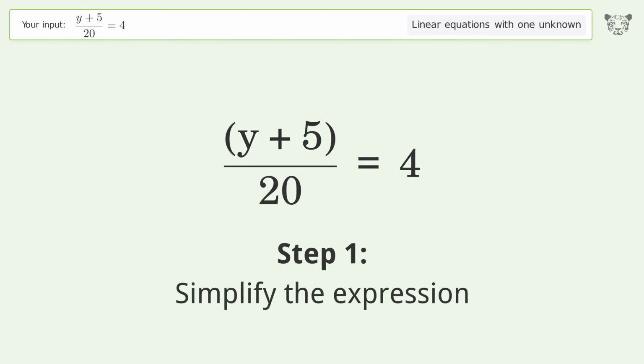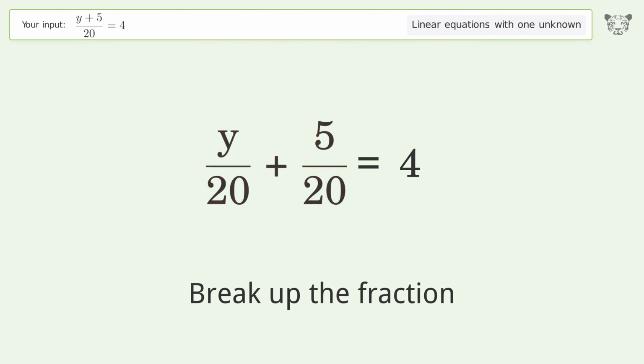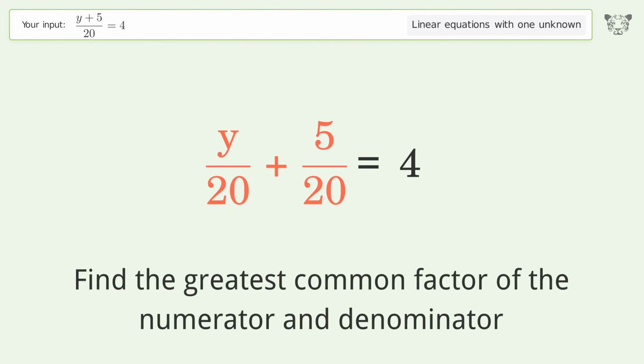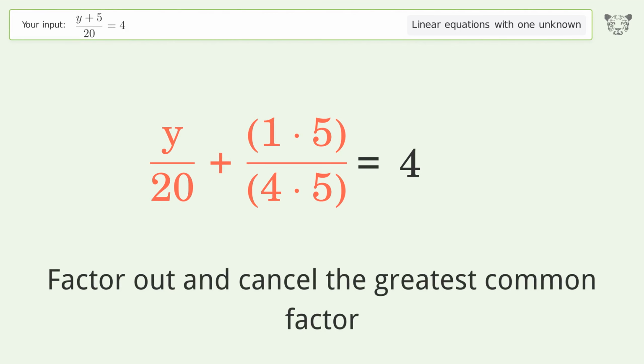Simplify the expression. Break up the fraction. Find the greatest common factor of the numerator and denominator. Factor out and cancel the greatest common factor.